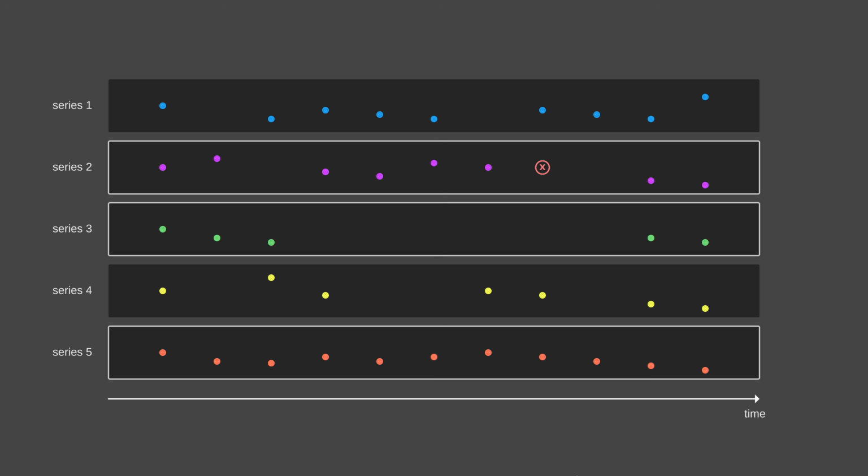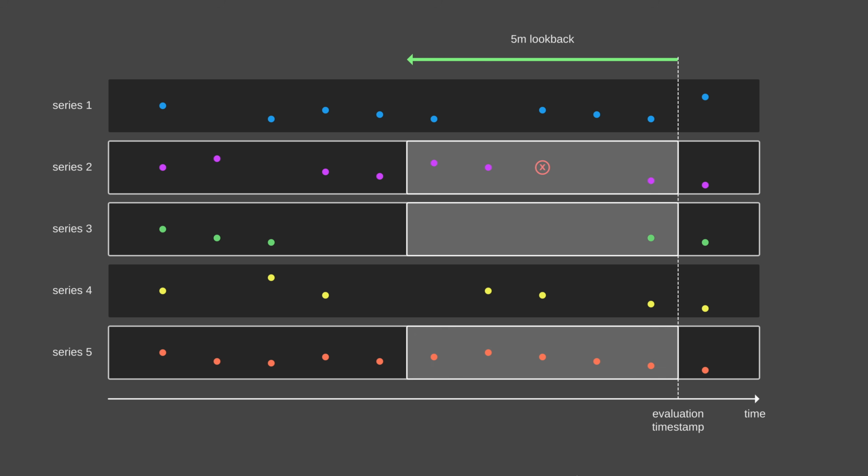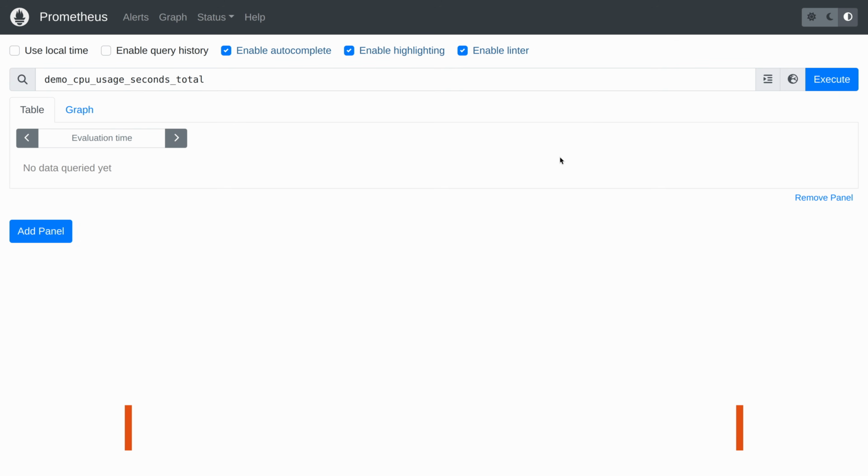Now, if a stale series does reappear again later and we do evaluate the same instant vector selector after that time, it will appear in the results again. Okay, let's go back to our Prometheus UI.